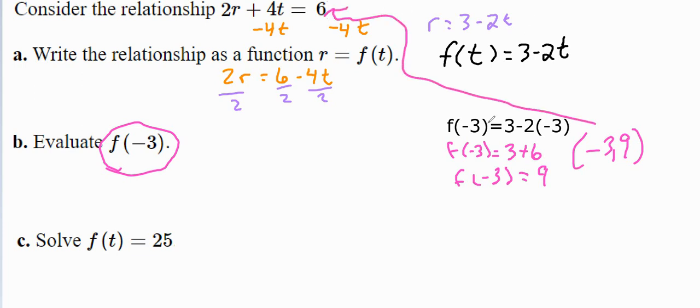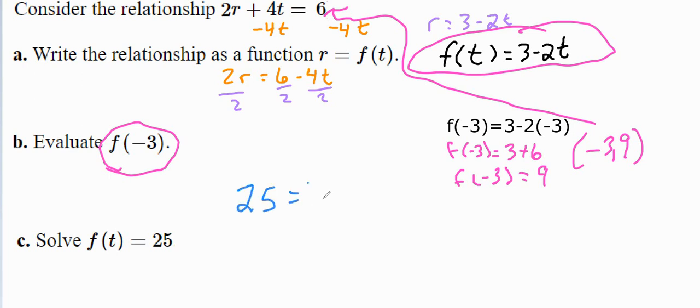The last thing says, hey, let's solve our function f of t for 25. So all we're going to do is take this equation that we solved for, and we're going to put 25 in for f of t. So it's going to be 25 equals 3 minus 2t, and from there we can solve that pretty easily.